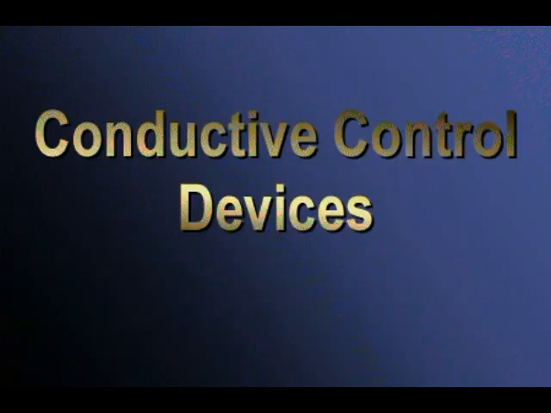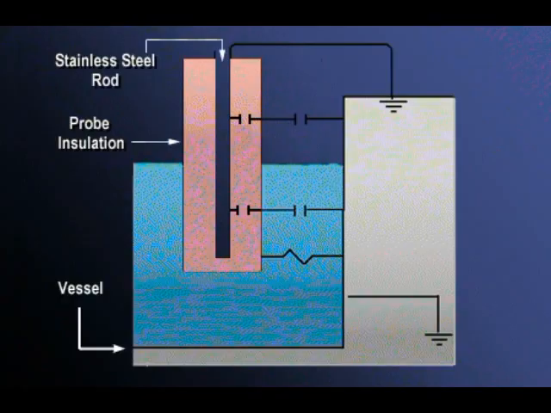Conductive control devices require a liquid that can conduct electricity. This liquid reaches a probe and causes the circuit to close. This kind of device is suited for point measurements only. Variations in process level cause changes in capacitance. Capacitance is measured by a bridge circuit excited by a high-frequency oscillator. The probe is insulated from the vessel and forms one plate of the capacitor. The vessel forms the other.